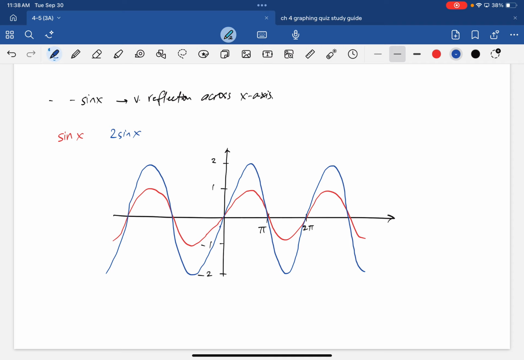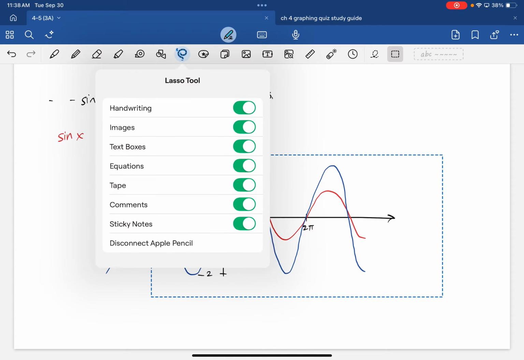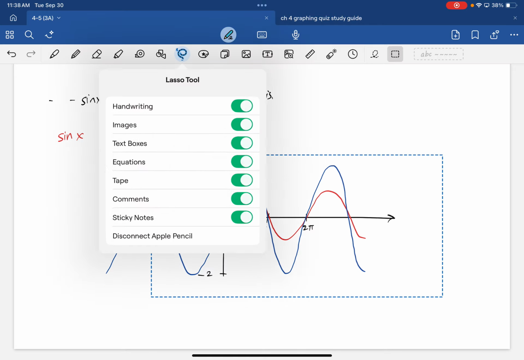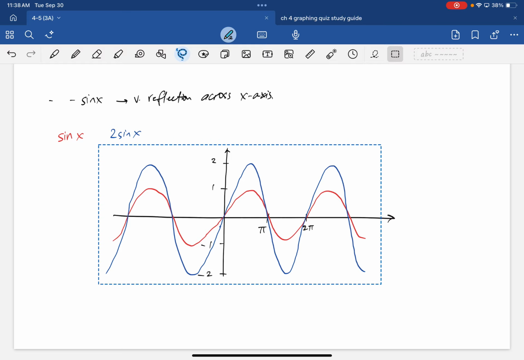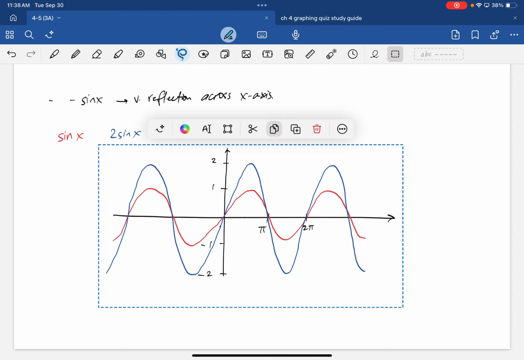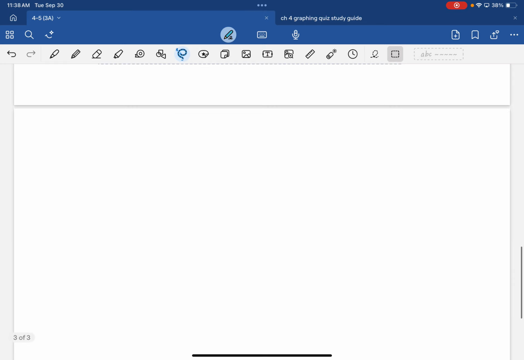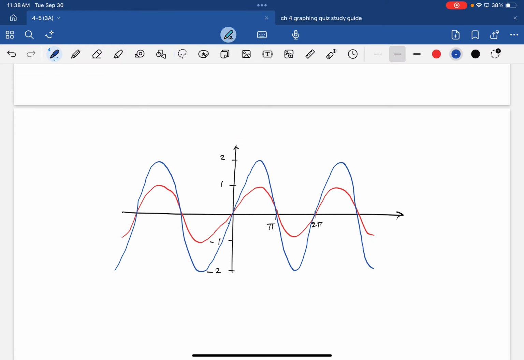Let me also do an example of a vertical shift. Let me try this. See if I'm smart enough technologically. I'm trying to select this so I don't have to draw it all again. Duplicate. And then I go to the next slide. Paste. Oh, I'm such a genius.